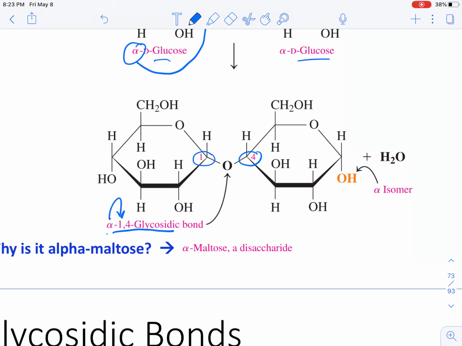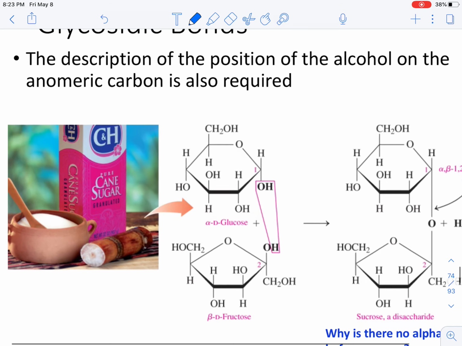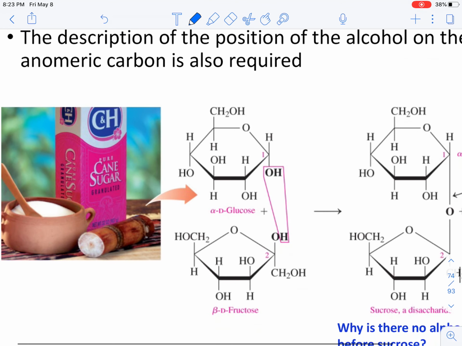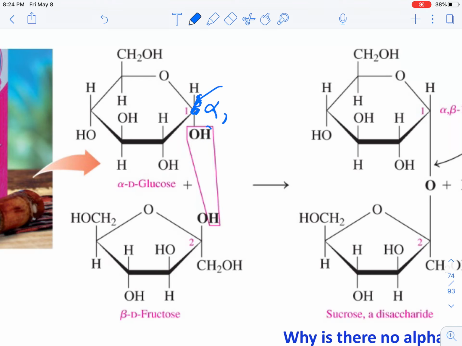All right, so let's go ahead and talk about glycosidic bonds again with respect to sucrose. And so earlier I mentioned that for sucrose, both anomeric carbons are contribute to form that glycosidic bond. And so here we have an alpha, and in this case, since this anomeric carbon is carbon number 1, we're just going to say alpha dash 1.